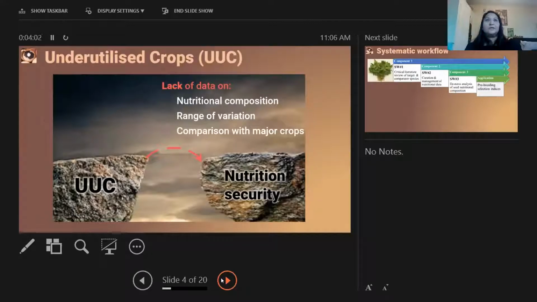We also need data that describes the range of variation for each nutritional composition that is attributed to genetics, to environment, and also the interaction of genetics and environment, but also how the crops are processed and how they're made into food products. It's also important that we include comparison to major crop species. For instance, if I want to research millet, which is an underutilized cereal, I could include wheat and rice as major cereal equivalents to see whether or not millet could be used instead of wheat and rice from a nutritional perspective.